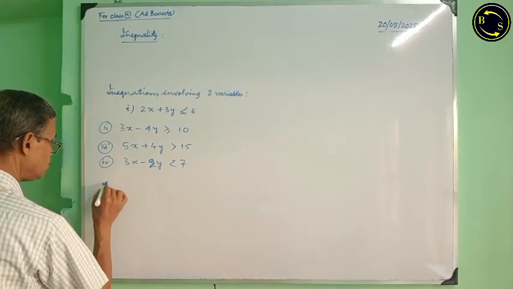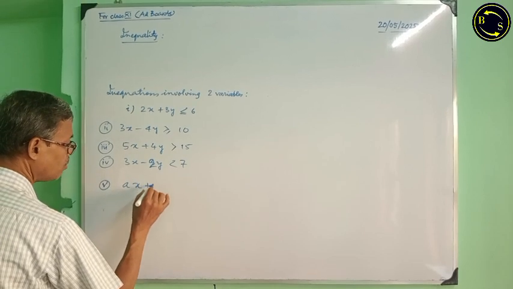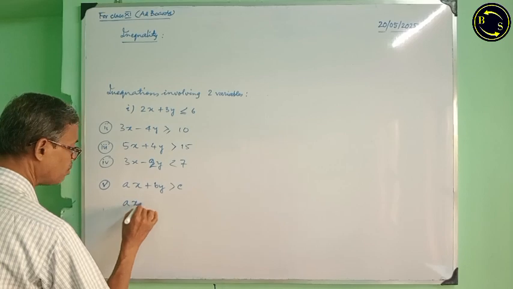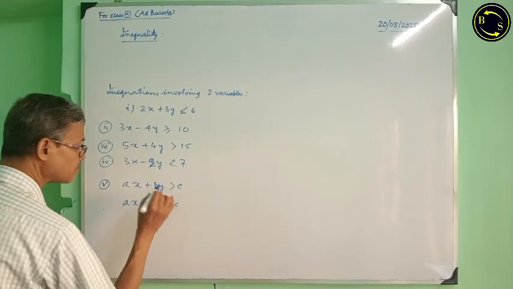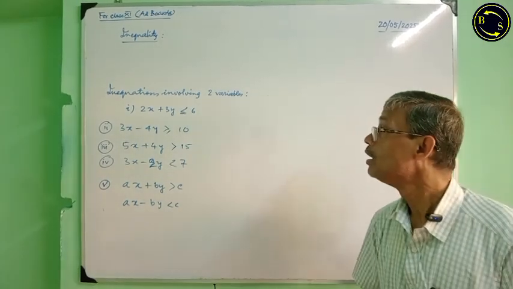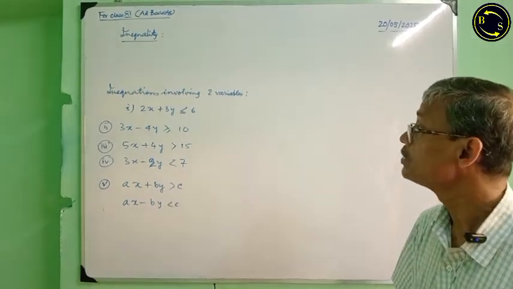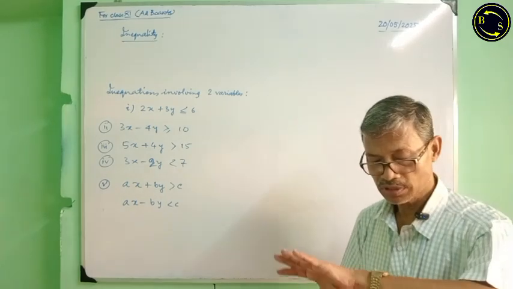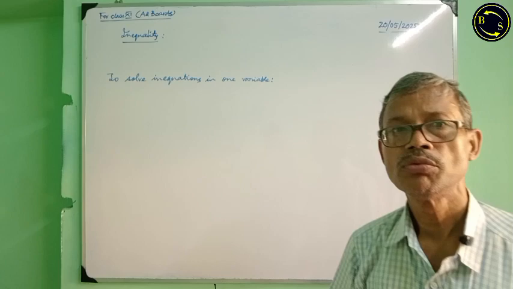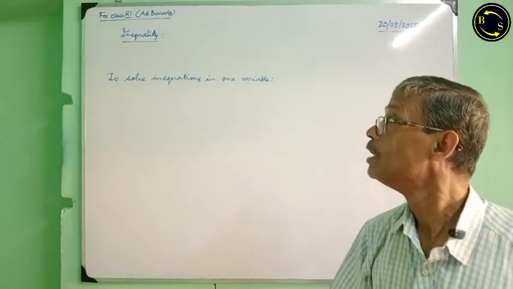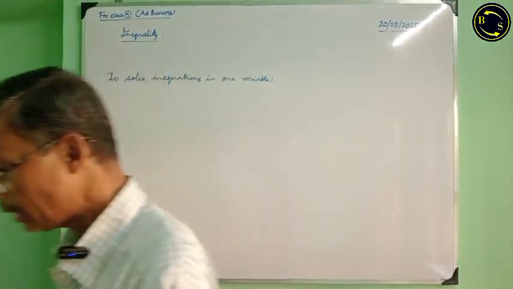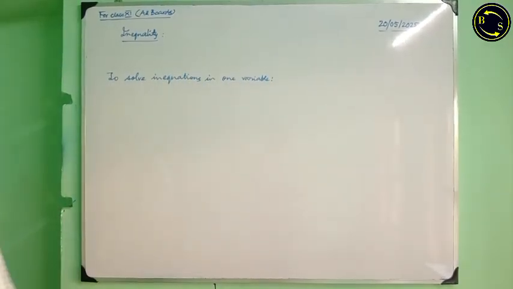General one, ax plus by greater than c, ax minus by less than c, like this. These are inequations involving two variables. Now we are in the stage to solve inequations in one variable. Before solving, let me discuss the steps to be followed.